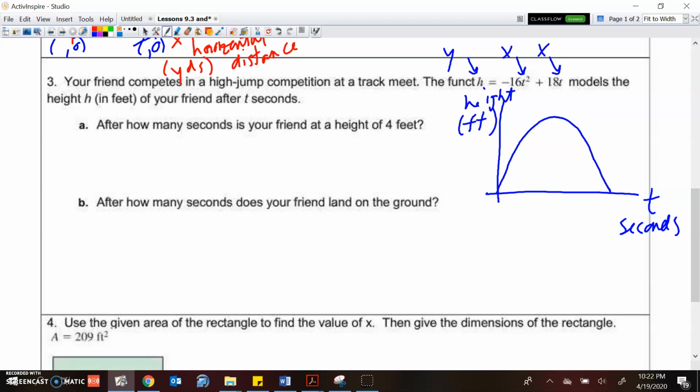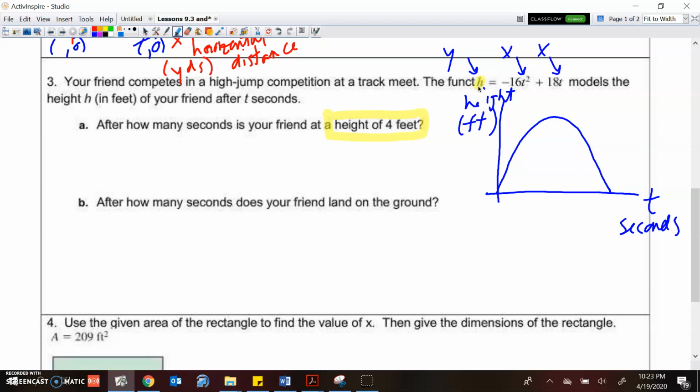All right, after how many seconds is your friend at a height of 4 feet? So key here, height is 4 feet. I just mentioned what variable represents height. Hopefully you're saying it in your head. It's either h or t. And yeah, it's going to be the h.